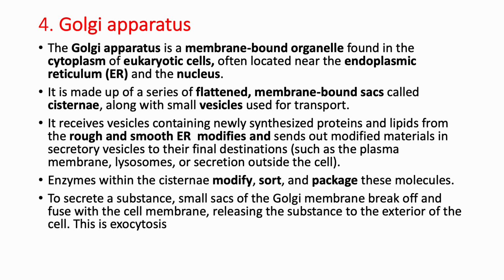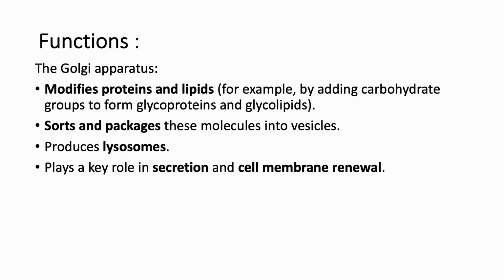To secrete a substance, small sacs of the Golgi membrane break off and fuse with the cell membrane, releasing substances to the exterior of the cell in a process called exocytosis. So in a nutshell, the Golgi apparatus helps in modifying proteins and lipids, for example carbohydrate processing to form glycoproteins and glycolipids. It also sorts and packages molecules into vesicles, produces lysosomes, and plays a role in secretion and cell membrane renewal. That was the Golgi apparatus.